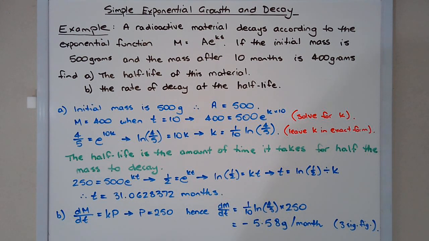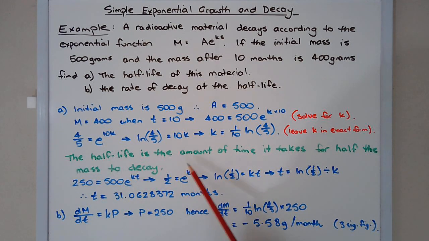Making k the subject of the formula, so dividing both sides by 10, we have k equals 1 over 10 ln 4 over 5, or you can say ln 4 over 5 all over 10, but I just expressed it in this form. And I'm going to leave k in exact form, not going to round it. If the question asks for rounding, then just round it according to whatever number of decimal places or significant figures the question asks for. But I'm leaving it in exact form in this case.